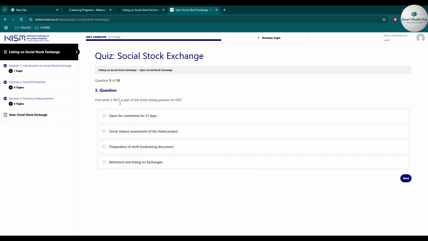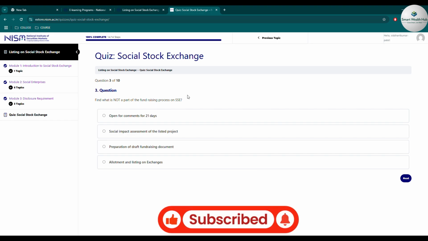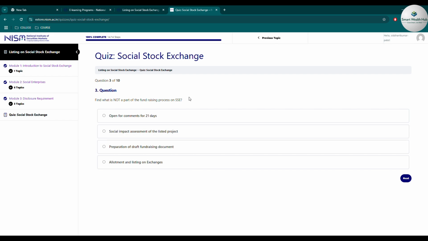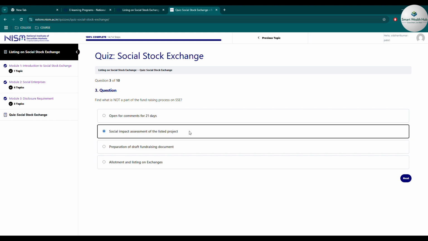Find what is not a part of the fundraising process on SSE. Option A, open for comments for 21 days. Option B, social impact assessment of the listed project. Option C, preparation of draft fundraising document. Option D, allotment and listing on exchanges. So the right answer is social impact assessment of the listed project.